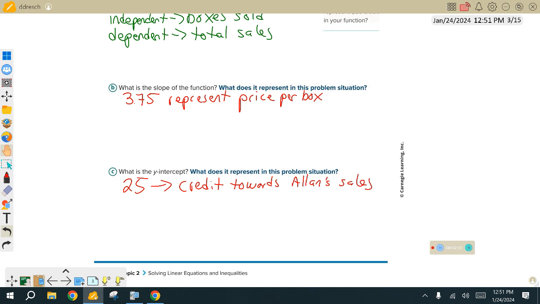Maybe this is the second year going on the camping trip, and he had some money left over from the previous year. Or maybe at the beginning of the year, he had done another fundraiser and had a $25 credit. So that's what maybe that $25 is representing. He's already got $25 in the bank to spend for it, and then he's raising money by selling popcorn boxes.